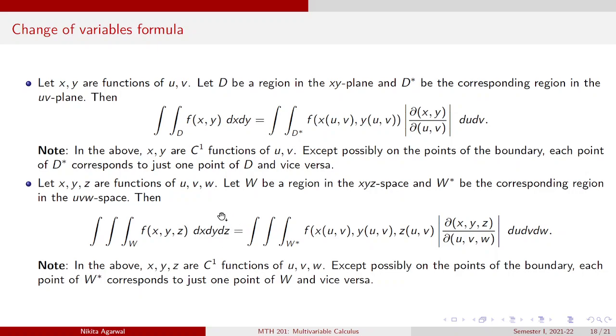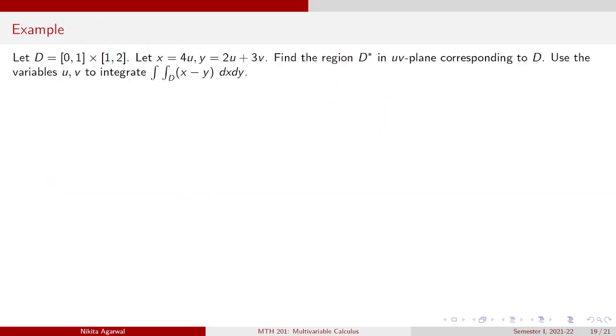Similarly, in the case of R3, an infinitesimal box of sides dx, dy, dz goes to a region in R3 whose volume is given by the absolute value of the Jacobian determinant times du dv dw. So now things make sense, right? Whatever we were doing for polar, spherical or cylindrical, they fit in these definitions. Let us look at a few examples.